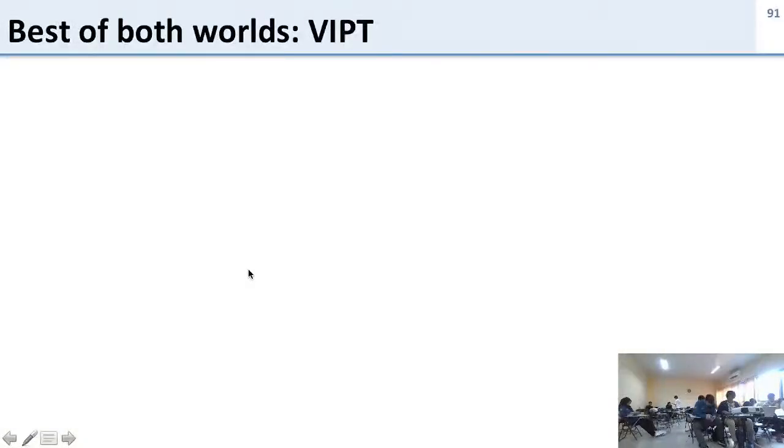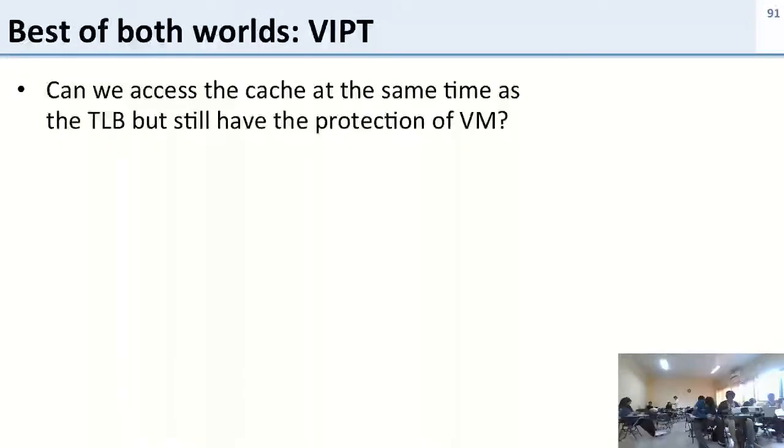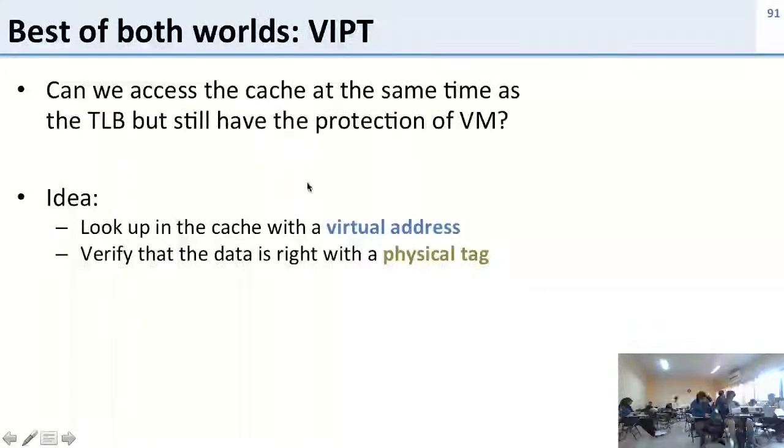Now, can we get the best of both worlds? Can we access the cache at the same time as the TLB but still have the protection of virtual memory? So can we go straight to the cache without having to wait for the TLB but still get virtual memory protection? The idea here is we're going to look up the data in the cache with the virtual address, but we're going to verify the data is right with a physical tag. Remember, when we look up data in the cache, we get the tag out, and the tag tells us if it is the right address.